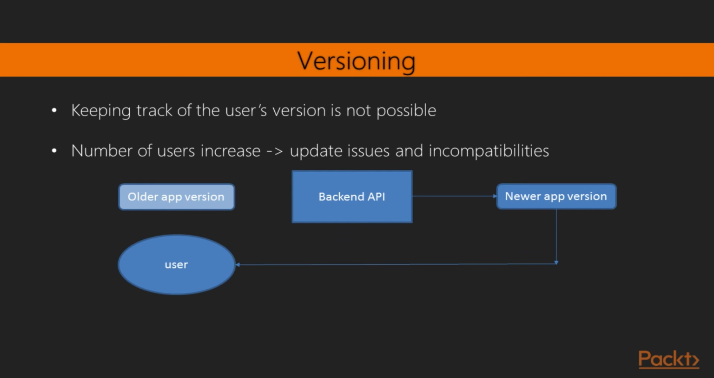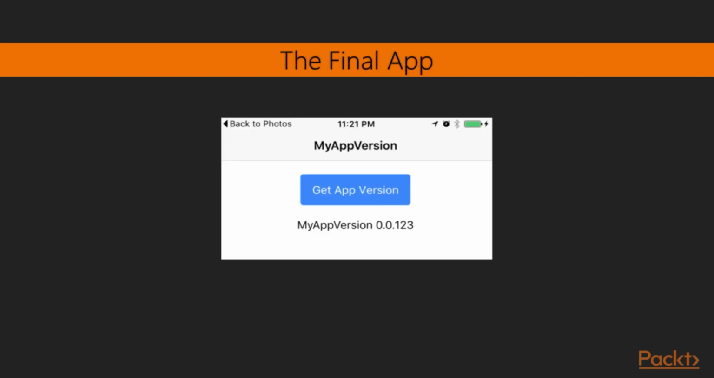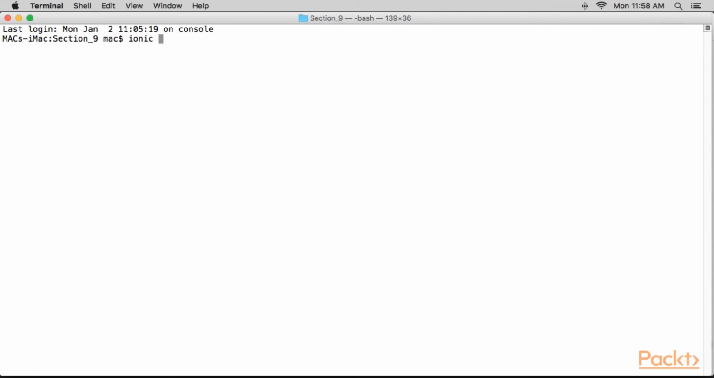The app you're going to build is very simple. It will detect the current version and store the information in a service. This is what our app will look like. This app example must run on a physical device or a simulator. Let's get started. First, create a new My App Version app using the blank template and go to the My App Version folder.